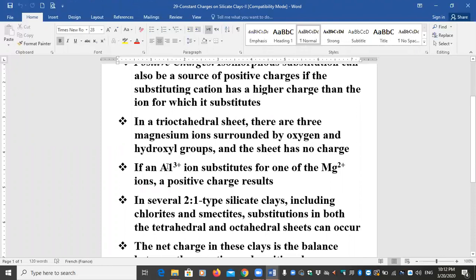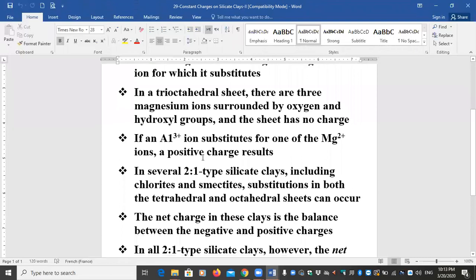If an aluminum, which is a trivalent ion, substitutes for, that means takes the place of, one of the magnesium ions, a positive charge results. So a trivalent took the place of a divalent. So we have more positive charges than we need to neutralize the negative charges of oxygen. So this will end up leaving a positive charge.